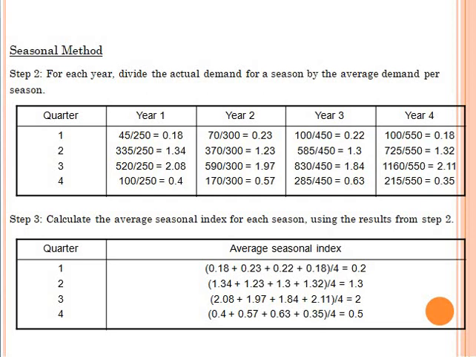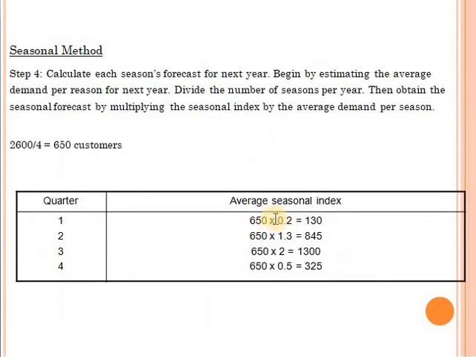Now we move to step 4. What do I do? I already got the seasonal index. Now let's go back to the question. I was supposed to distribute the 2,600 customers that were expected to come, the total number of customers that will come at year 5. So by average, I expect that I will have 650 customers per quarter, but I don't want to take the average. I want to take into consideration the seasonality.